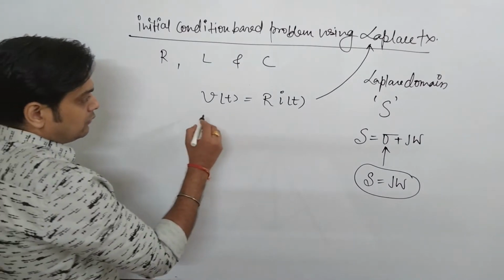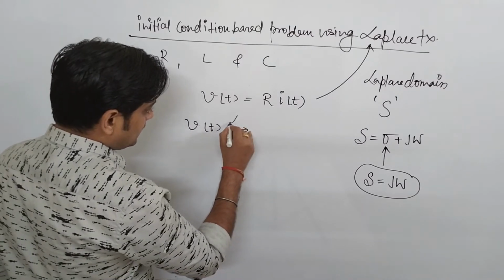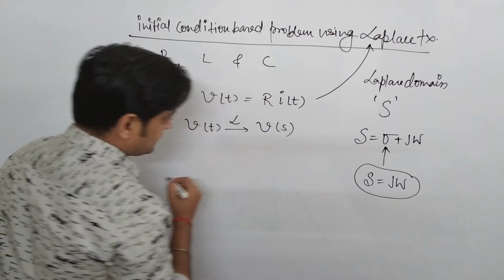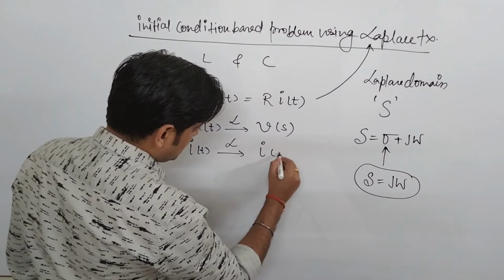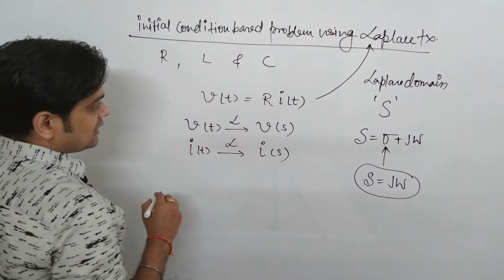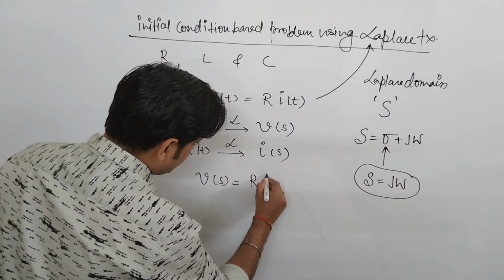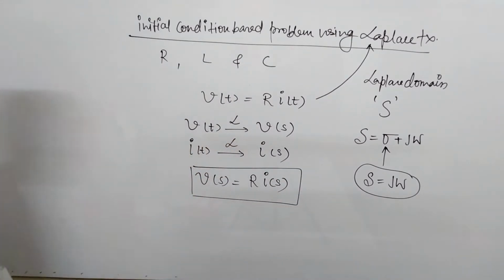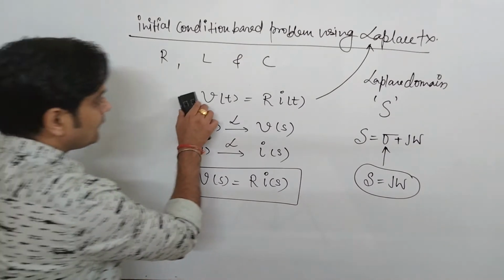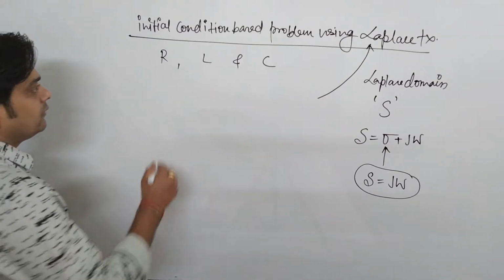If I convert this v(t) into its Laplace transform, that comes to be V(s). Similarly, if you convert i(t) into Laplace, that comes to be I(s). Since resistance is not a time varying element, you can say that the value of V(s) is equal to R into I(s). So this is the first thing which we have seen in the case of resistance.